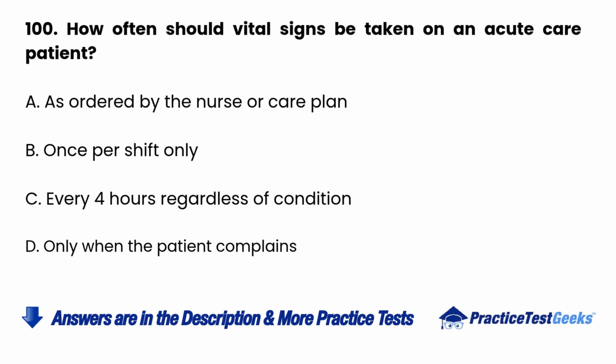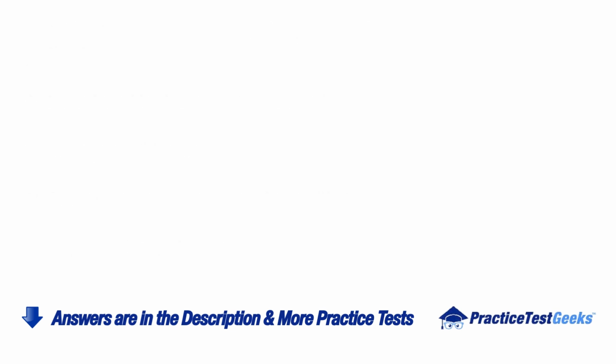100. How often should vital signs be taken on an acute care patient? A. As ordered by the nurse or care plan. B. Once per shift only. C. Every 4 hours regardless of condition. D. Only when the patient complains.